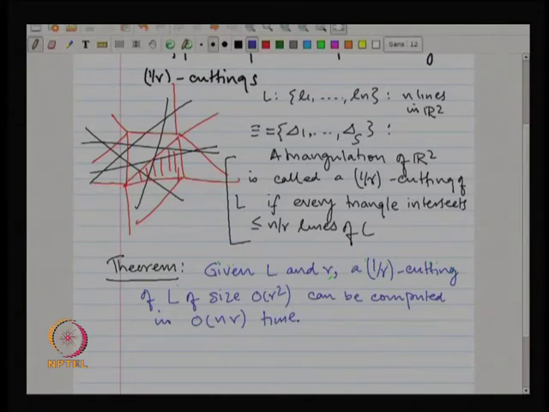Okay, so that is a theorem. What it says is that there is a cutting of size order of r squared. The first thing you observe is that the size of the cutting depends on r, but not on n, it is independent of n. So it does not matter how many lines you have, there is always a cutting of size r squared, and it can be constructed in time order of n r.